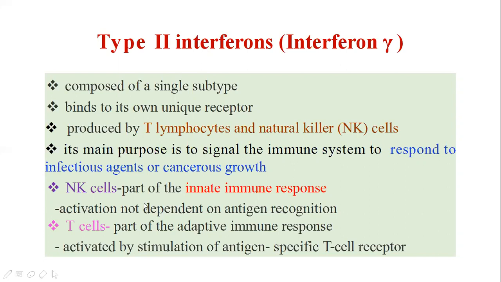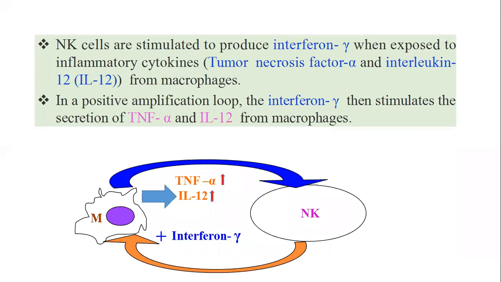In NK cells, which are part of the innate immune response, activation is not dependent on antigen recognition. But T lymphocytes are part of the adaptive immune response. So activation in NK cells is independent of antigen recognition, but activation in T cells is not independent of antigen recognition; it is antigen specific. That is how the NK cells are stimulated.